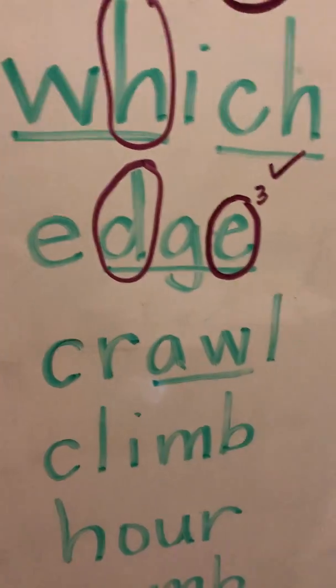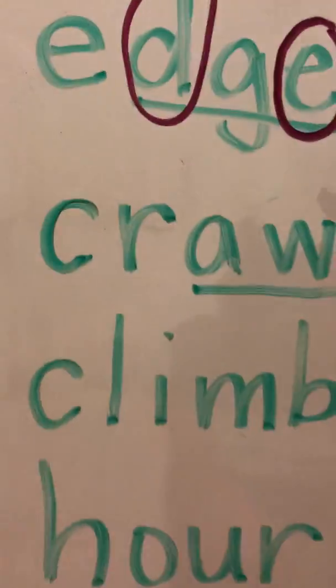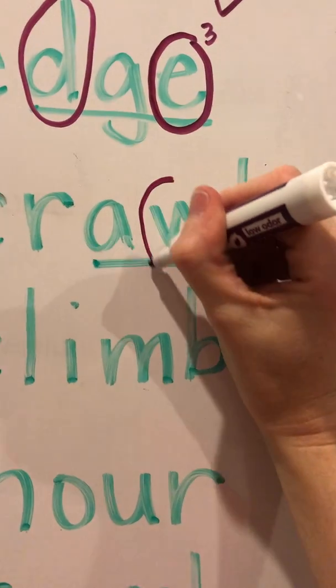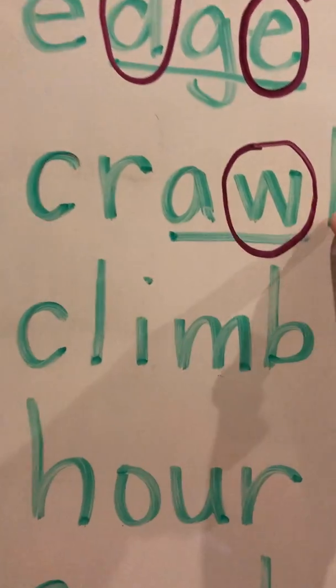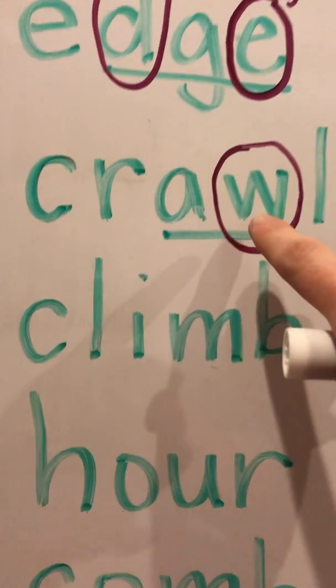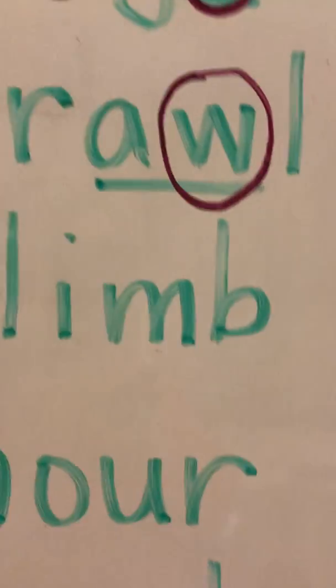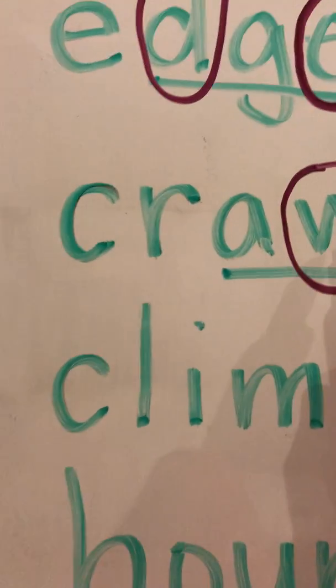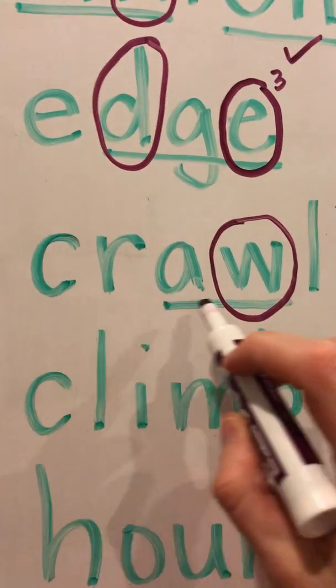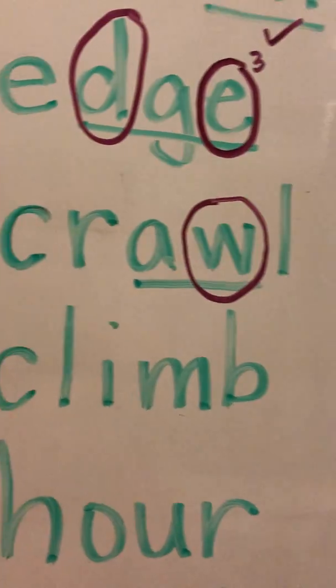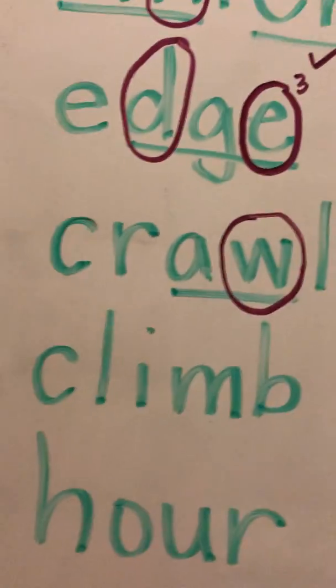I'd say if there's any silent letters, it might be that W. That's probably the most silent of letters because crawl, we don't really say crawl. We don't really pronounce the W that much. It's not like crawl wool, it's crawl, crawl. So the W would be the most silent of letters.